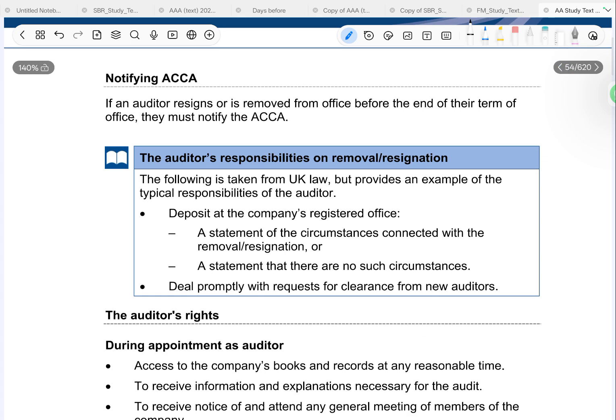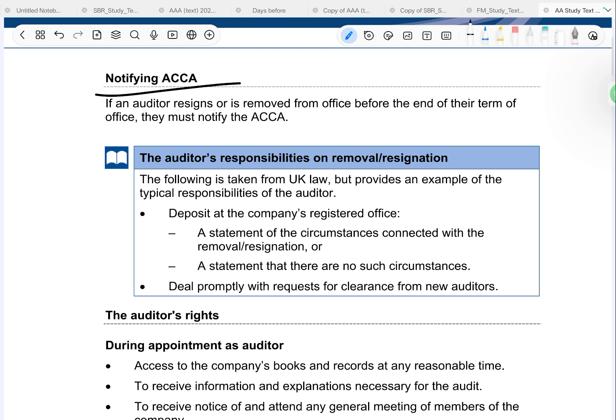Now, if an auditor resigns or is removed before the end of their term, they must notify ACCA. This is important because ACCA is a professional body supervising its members. So, if an auditor leaves an engagement early, ACCA needs to know why it happened, especially if there were any serious issues with the company or the management.